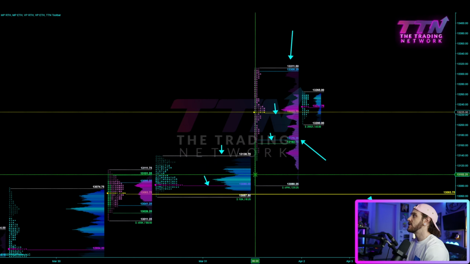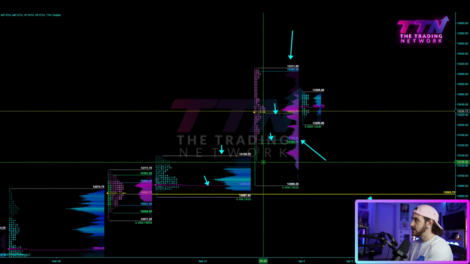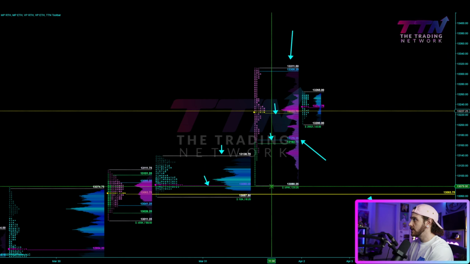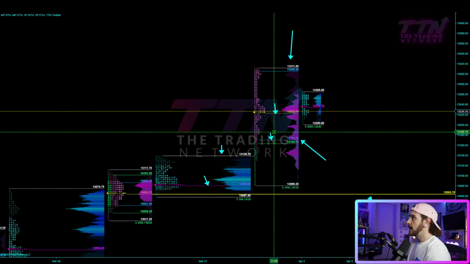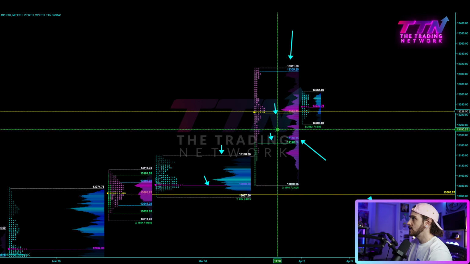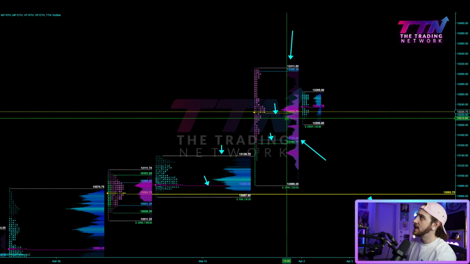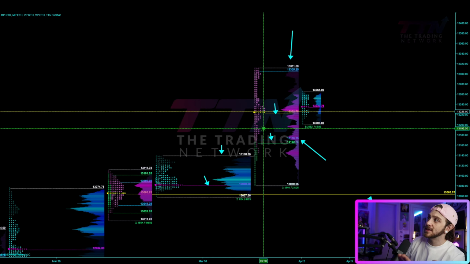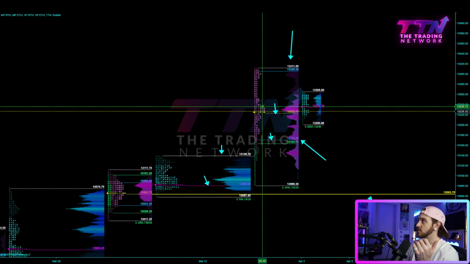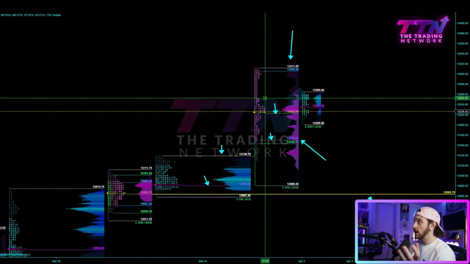There's also very thin structure here. You can see we have single prints basically from 13,130 all the way down to Friday's low. And then we have pretty thin structure here. We've got a single print, 13.2K. So what that means, for those of you not familiar, is this entire profile really is pretty weak structure-wise. This is really around the POC, the only area that we spent a decent amount of time.